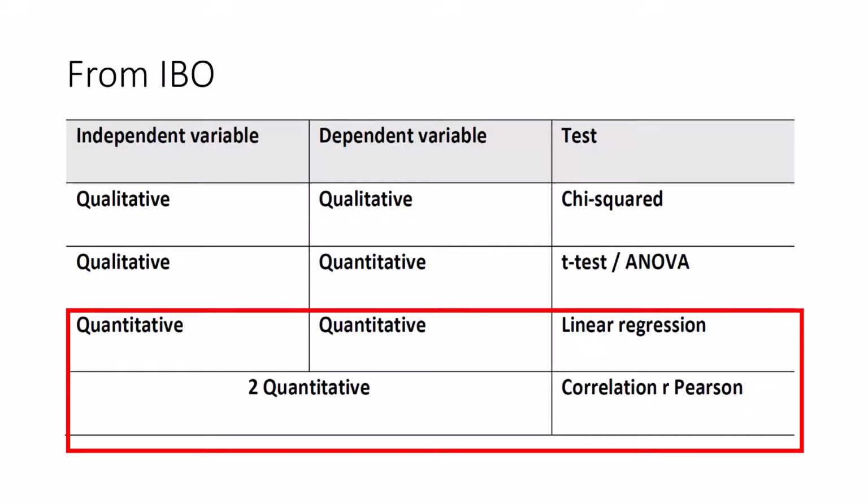This table comes from IB, and they were saying what kind of statistic tests they expect candidates to do based on their experiment design. For instance, when we do R-value, we expect candidates to have the IV and the DV, the independent and dependent variables, be quantitative. That means that both IV and DV are numerical.